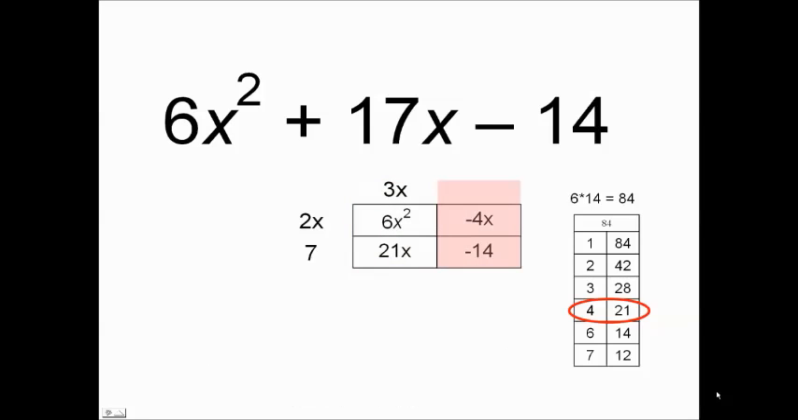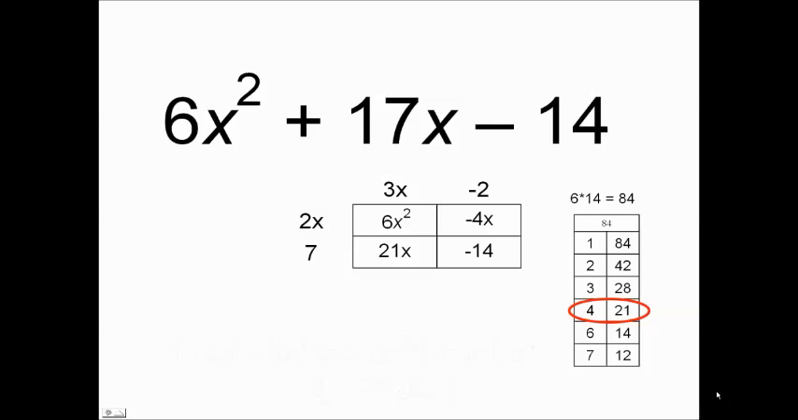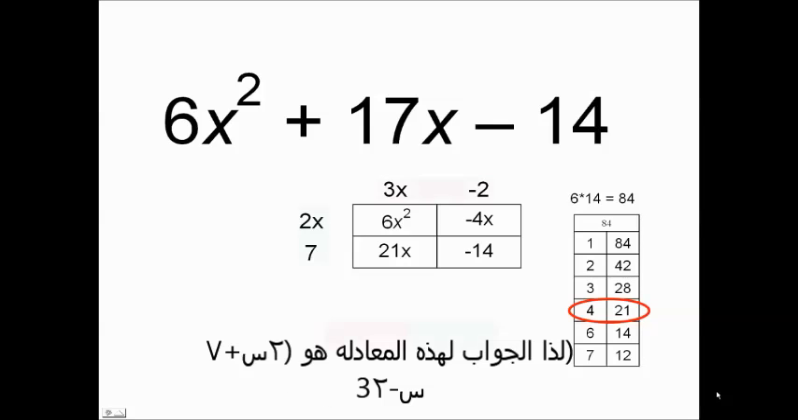In the second column, we can factor out a 2. And because the 4 is negative, it has to be a negative 2. Remember, the negative on top, next to the outside of the box, requires that that number be negative as well. So they have the same sign. So, our answer for this factoring problem is 3x minus 2 times 2x plus 7.